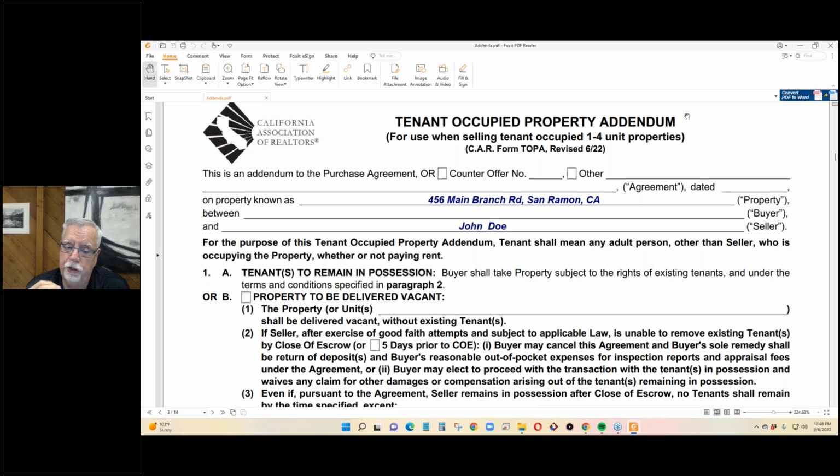And the big issue is that under California law, there's something called just cause eviction. You can't just throw tenants out because you feel like it, right? They have to have done something that's on a list. There's like 15 things that would qualify as just cause.